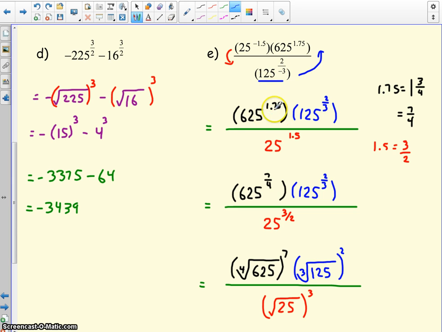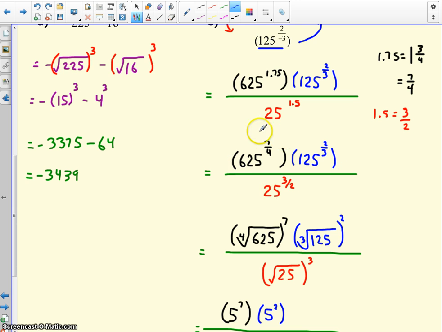And then I noticed that because I had exponents that were decimals, I preferred to try and convert those to fractions. So I recognized that 1.75 was equal to 1 3/4, which converts to 7 over 4. And 1.5 is 1 1/2, which converts to 3 over 2. So I just changed those decimal exponents to fractions. Once I had those, then I could start trying to evaluate them.